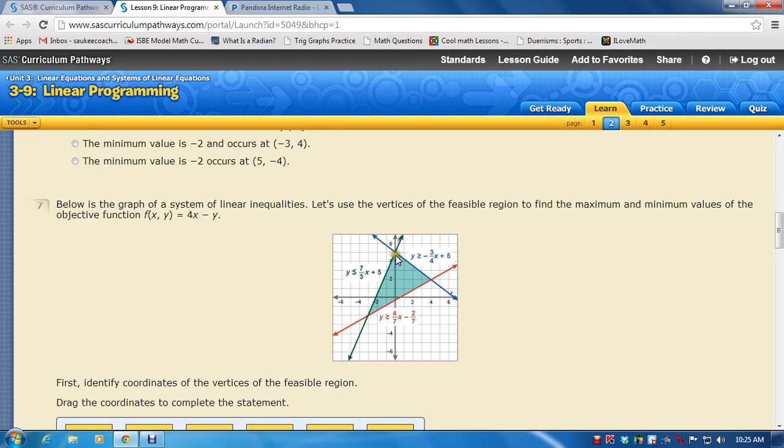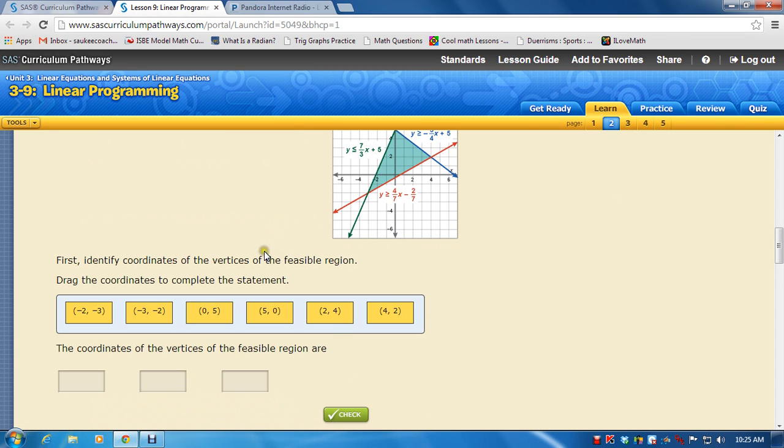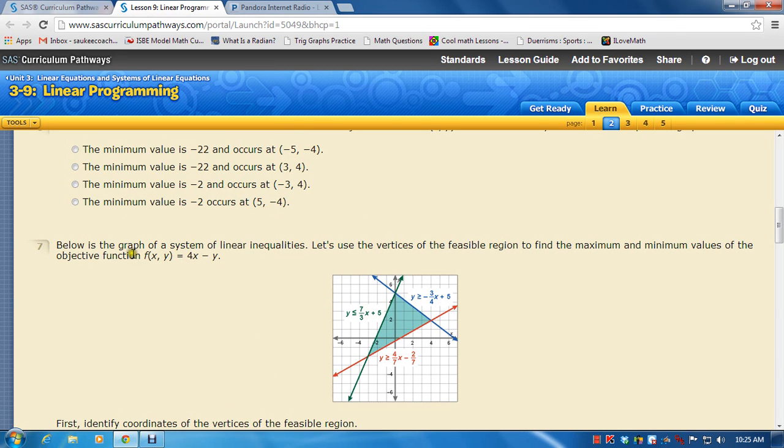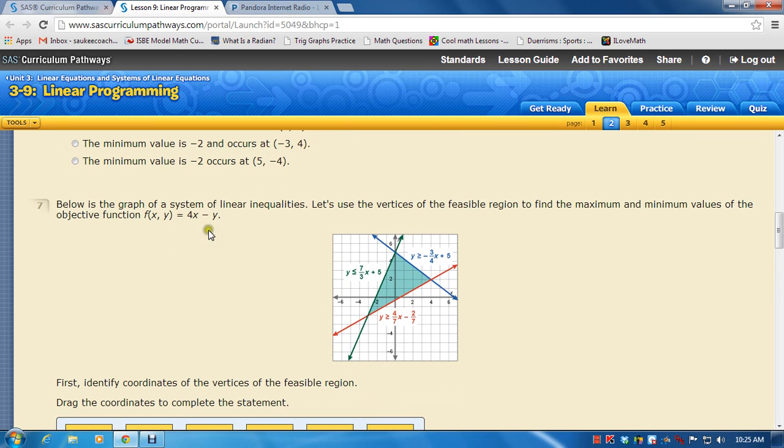Now, let's use the vertices of these to look. So below, we've got our objective function right here, 4x minus y. So if I've got that objective function, I'm going to take these vertices of this triangle of our bounded region, our feasible area here, and plug it into this objective function to figure out what the maximum and minimum will be.